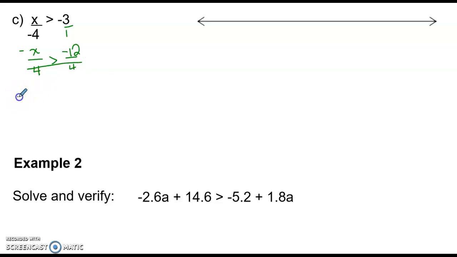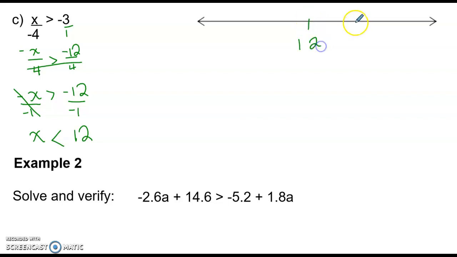These cancel, so I get negative x is greater than negative 12. But I don't want to solve for negative x, I want to solve for positive x. So I have to divide both sides by negative 1. That makes the negatives there cancel. X on that side and 12 on that side, because negative 12 divided by negative 1 is positive 12. But because I divided by a negative 1, I have to change my sign. So my greater than sign changes to a less than.